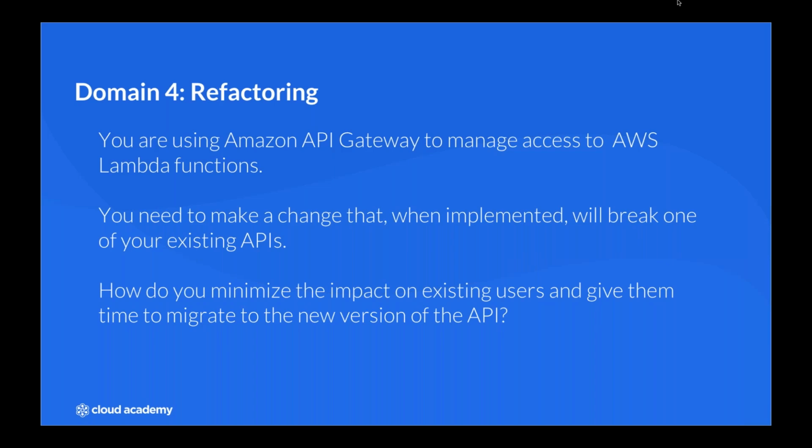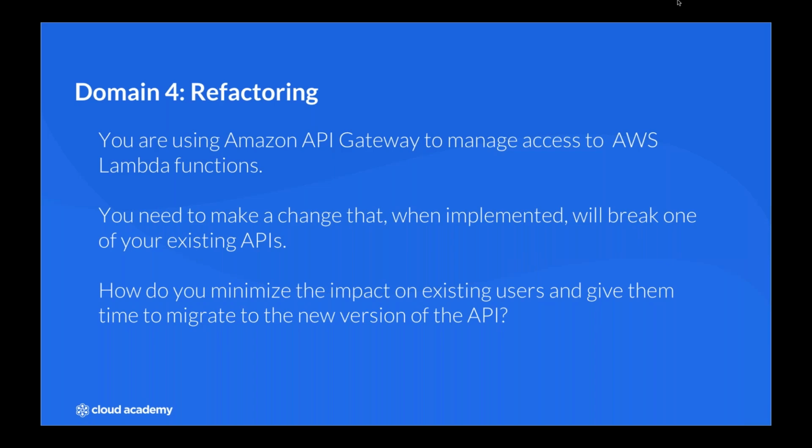So here you are using Amazon API Gateway to manage access to AWS Lambda functions. Right? So I'm not just calling the function, I'm using API Gateway. So I have a custom API Gateway that I'm using to call the Lambda functions. I need to make a change that, when implemented, will break a couple of my existing APIs.